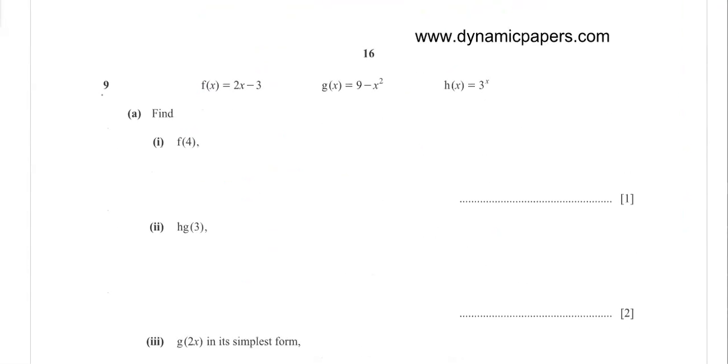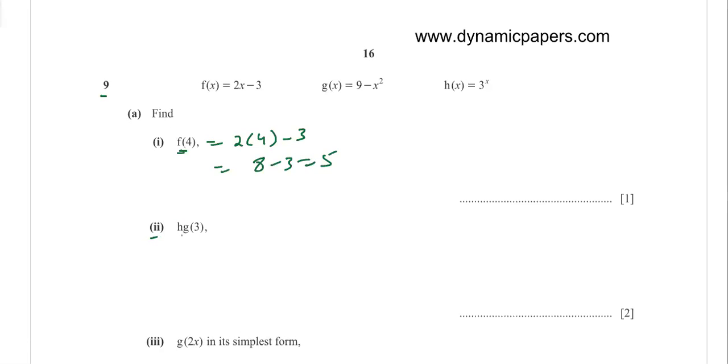Now next, question number 9: f of x is equal to 2x minus 3. Find f of 4. For finding f of 4, replace x with 4. So we will get 2 into 4 minus 3, which is 8 minus 3, which is 5.